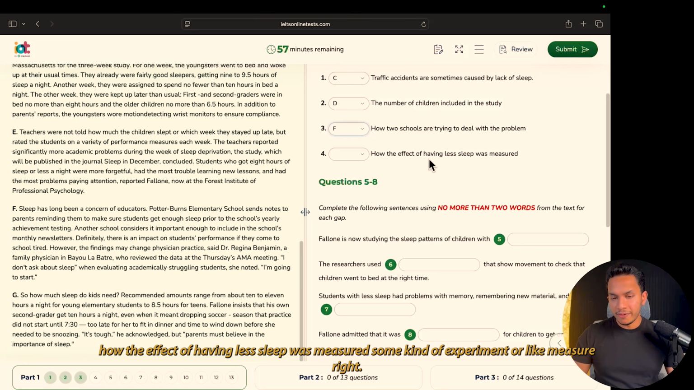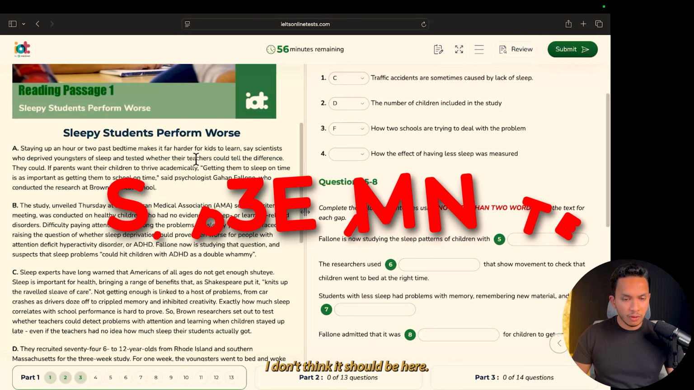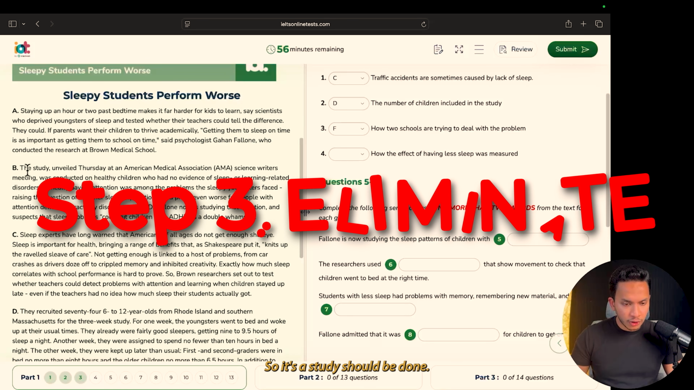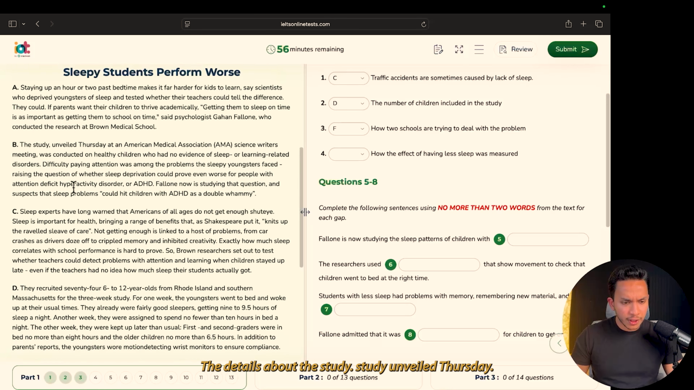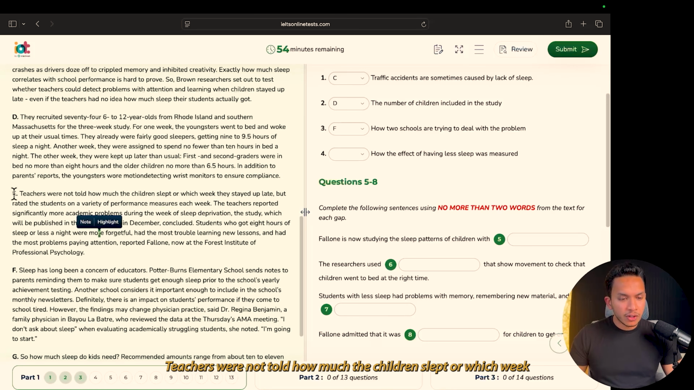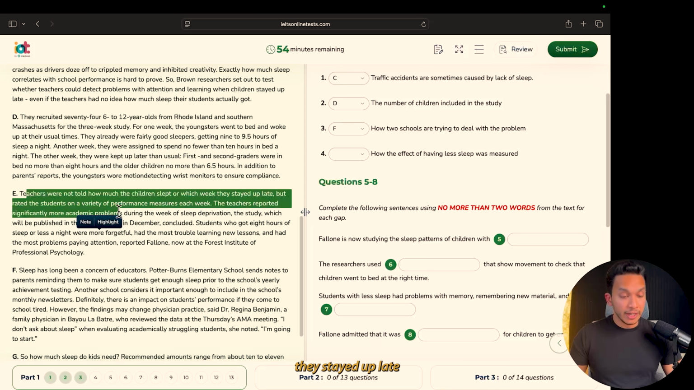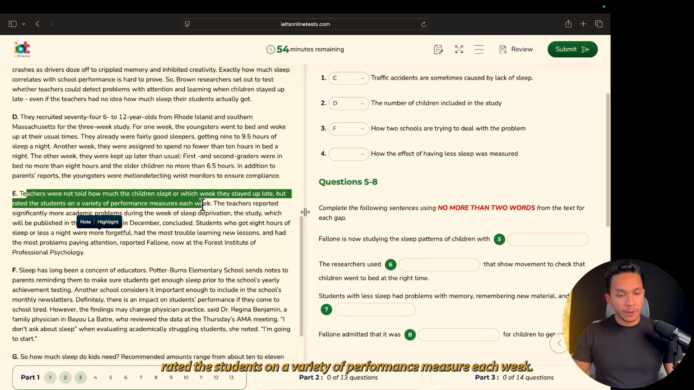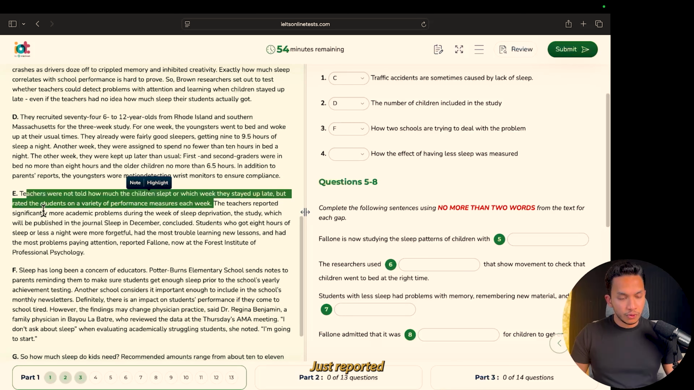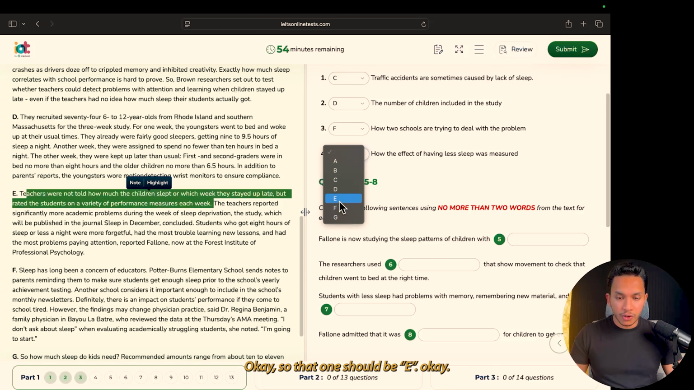F, how the effect of having less sleep was measured. Some kind of experiment or measure, right? I don't think it should be here. So a study should be done. The details about the study. Study unveiled Thursday. Teachers were not told how much the children slept or which week they stayed up late. They rated the students on a variety of performance measures each week. They just reported significantly more academic problems during the week of sleep deprivation. The study, which will be published in the Journal of Sleep. Okay, so that one should be E.